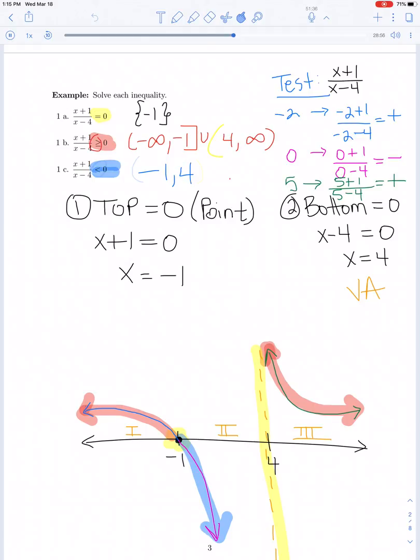Now, notice, no matter what kind of problem we have, 4 will always be a parenthesis because it's an asymptote. What happens at -1 is going to be determined by the problem. According to our problem in C, we have just a less than, not an equal to, so we will use a parenthesis, not a bracket. So that is all 3 answers to A, B, and C.